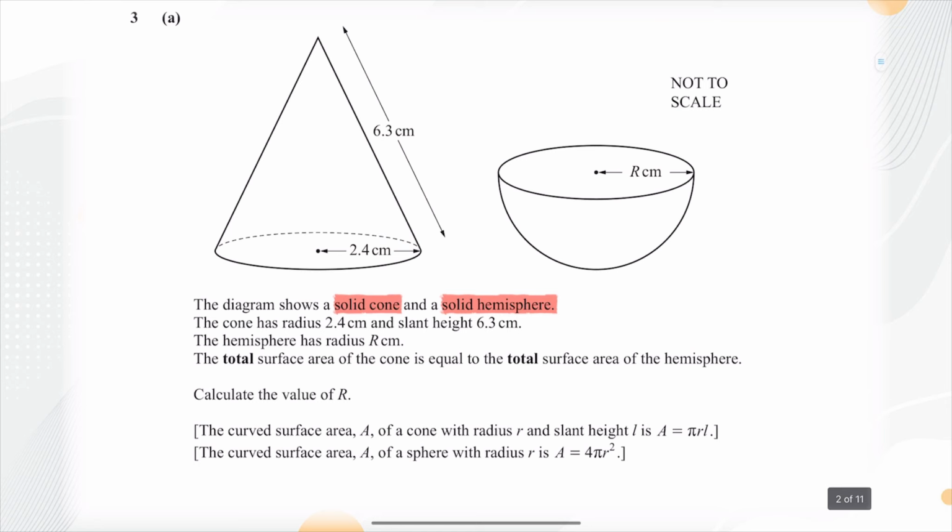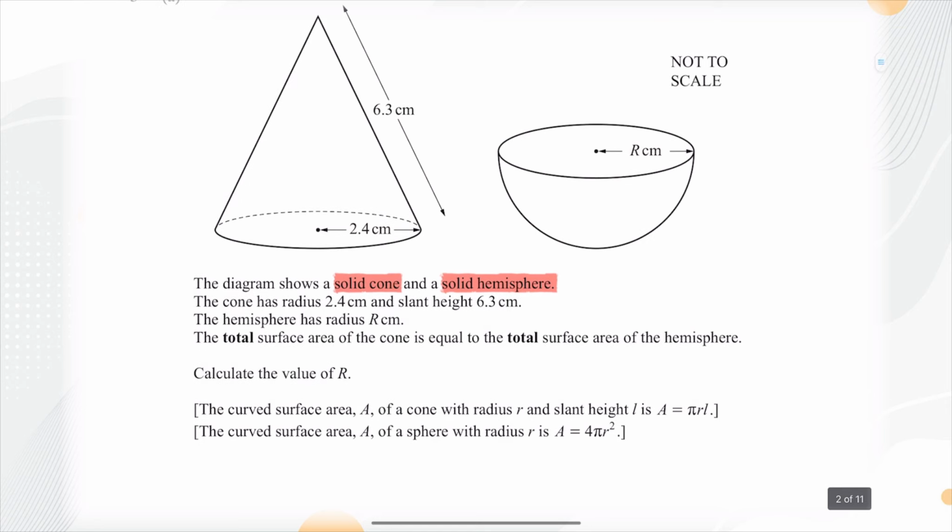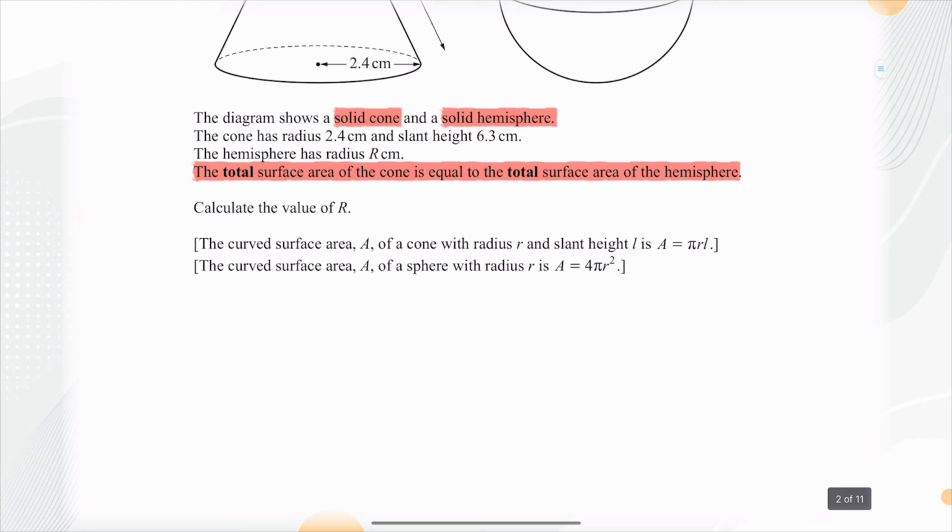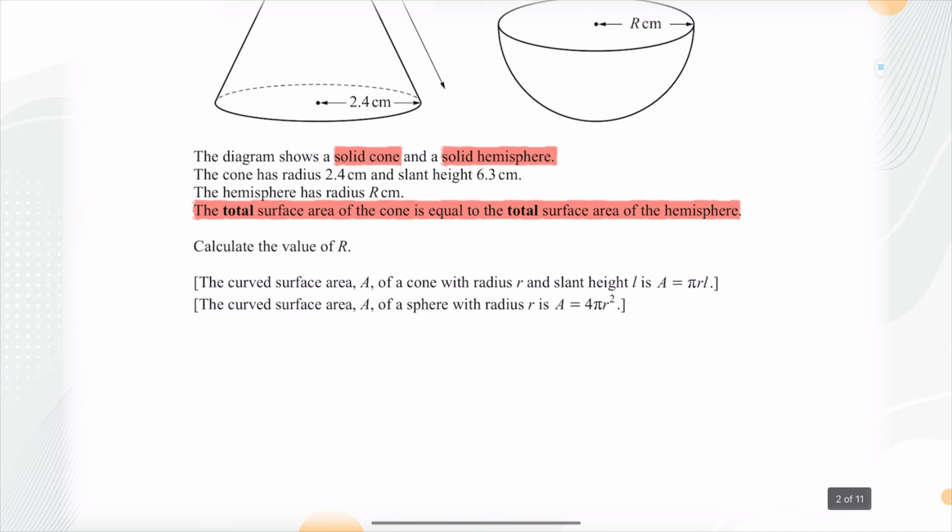Okay, now let's come back. Let's see what it says. It says the total surface area of the cone is equal to the total surface area of the hemisphere. Calculate the value of r. Now you can see that the formulas are given, but the formula that's given is for the curved surface area of a cone and the curved surface area of a sphere. So you got to be extremely careful.